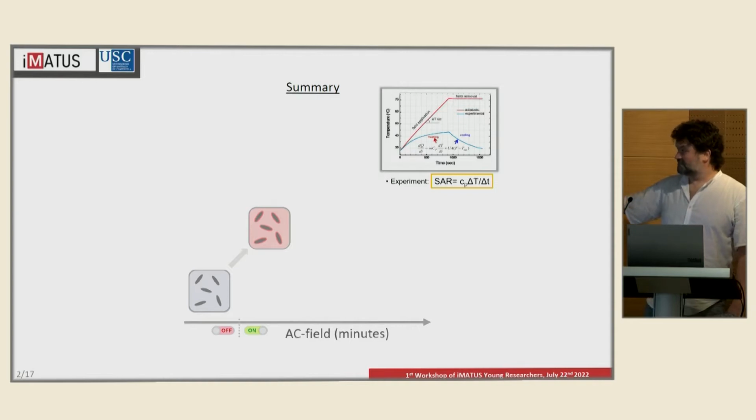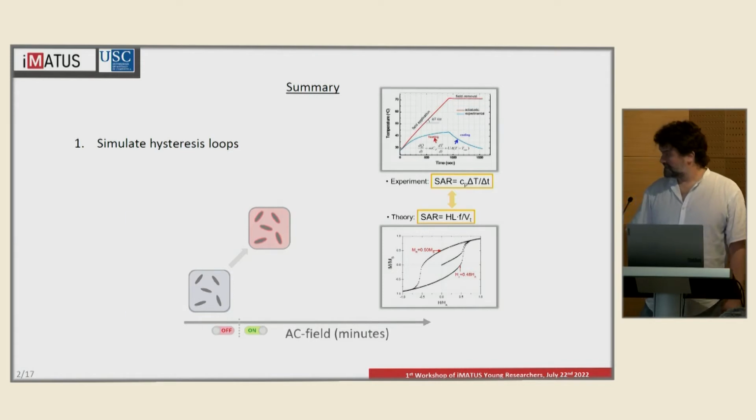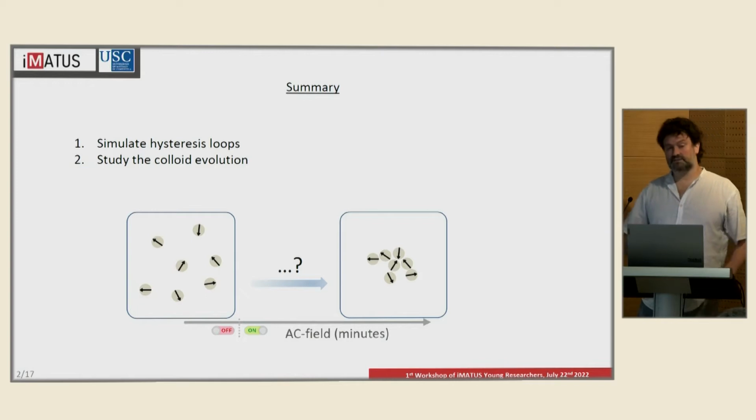The summary of my work is I have been focusing on understanding the process that if you have a set of magnetic nanoparticles and you apply an AC field, those particles will release energy and increase the temperature of the sample. So what I do is I simulate hysteresis loops, because there is a correlation between the hysteresis area and the temperature increase. And I also try to study the evolution of the particles within the viscous environment, because that will affect their performance.